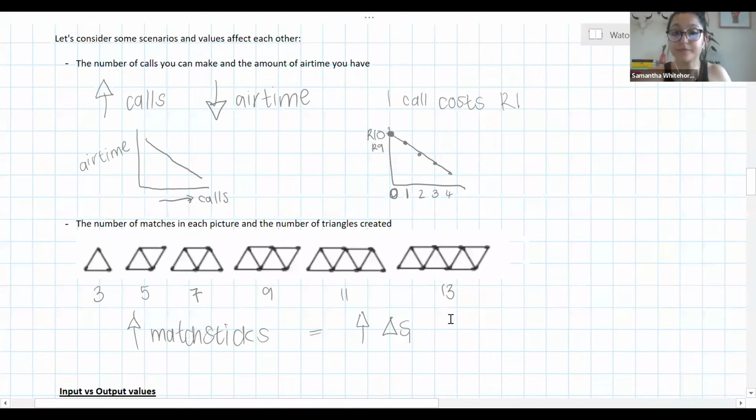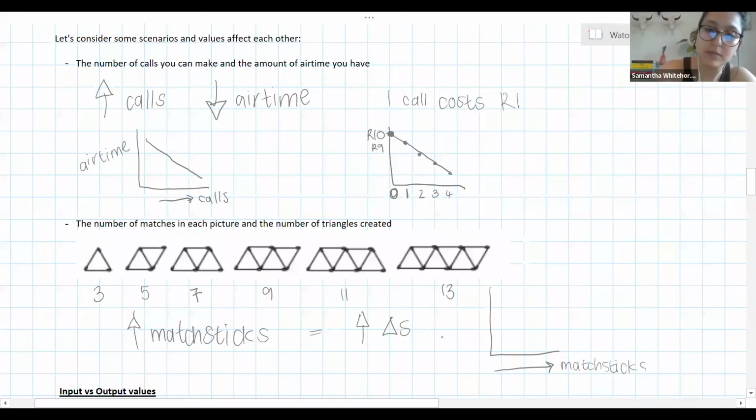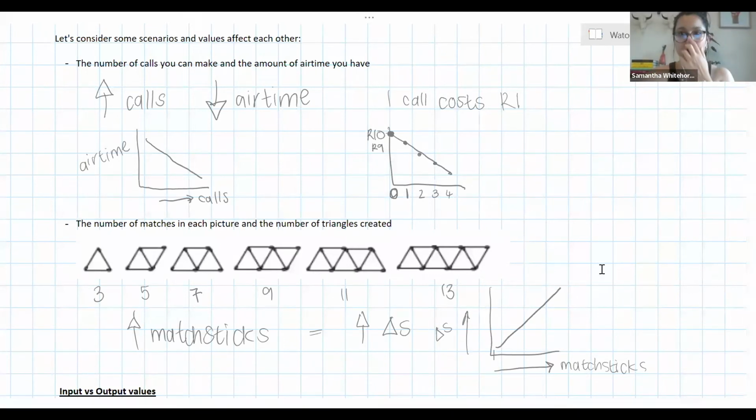And so if we think about this in terms of a graph, as I increase my number of matchsticks, I'm increasing my number of triangles. And so my graph will now start to increase. And this is where we're heading with graphs. Okay, good. Well done. Yes, ma'am.